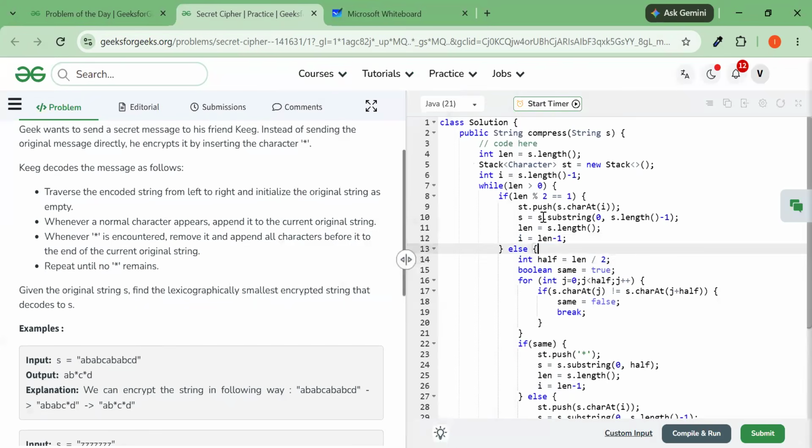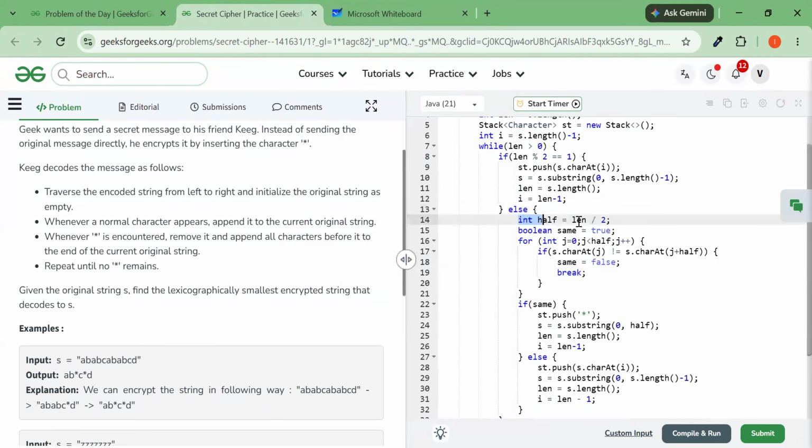And if it is even, then I'm just taking the half index. This works as the index, and this code is nothing but comparing whether the first half and the second half are equal or not. If those are equal, I'm appending the asterisk sign because this can be a repeated one. And I'm again taking the remaining half substring and calculating length and i.